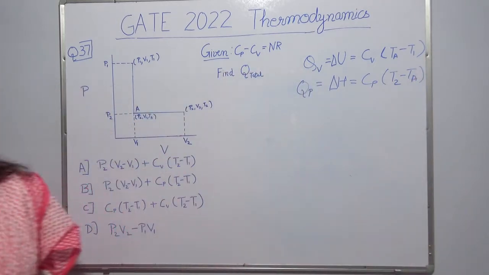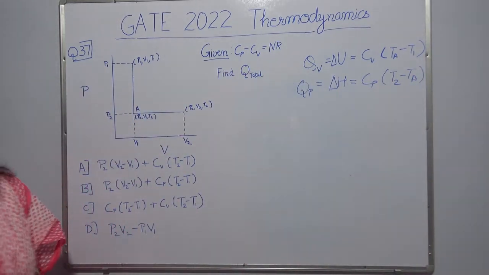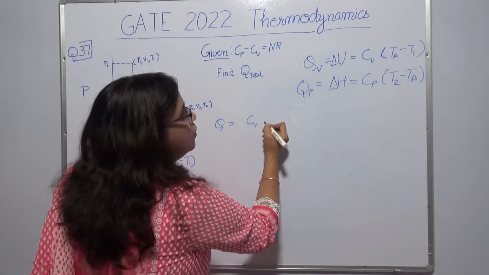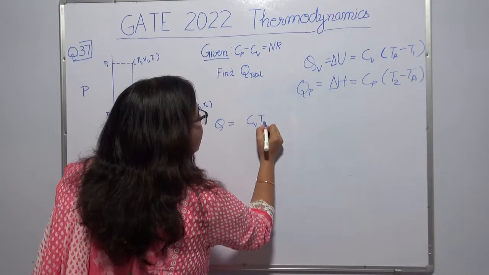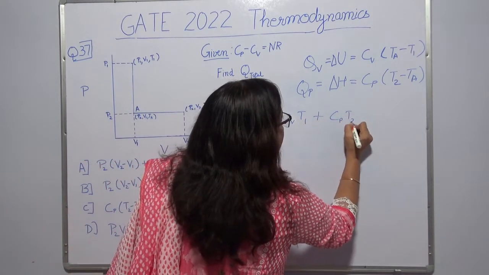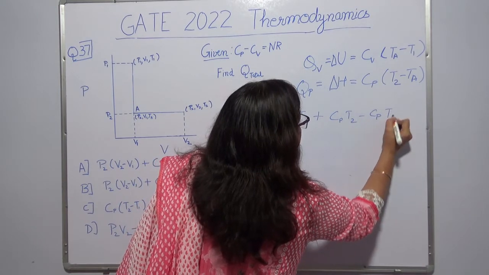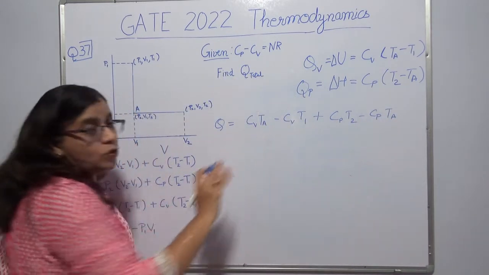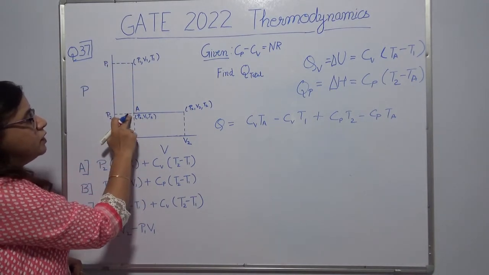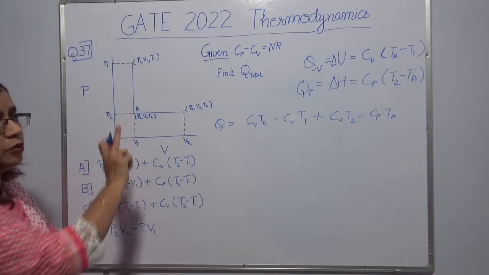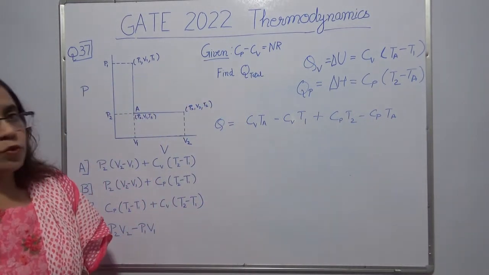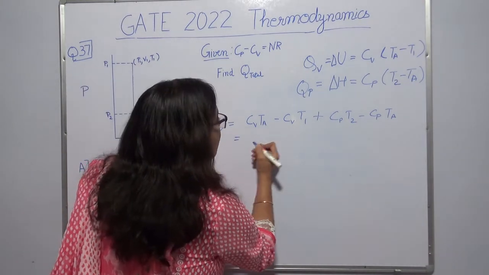So you have to just add these two quantities in order to find out your complete Q. That's what I am going to do, and at the same time I will open the bracket so that I can solve it. Now TA is common. I don't know what TA is at this point. I know that this is P2 and V1, point A, but the temperature is not known. So I will try to eliminate this TA with some known quantity. Let's see how I am going to do it.